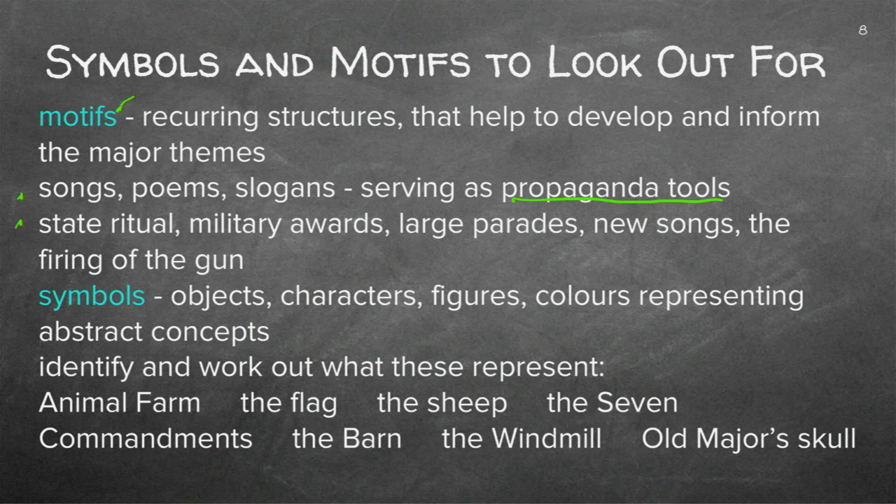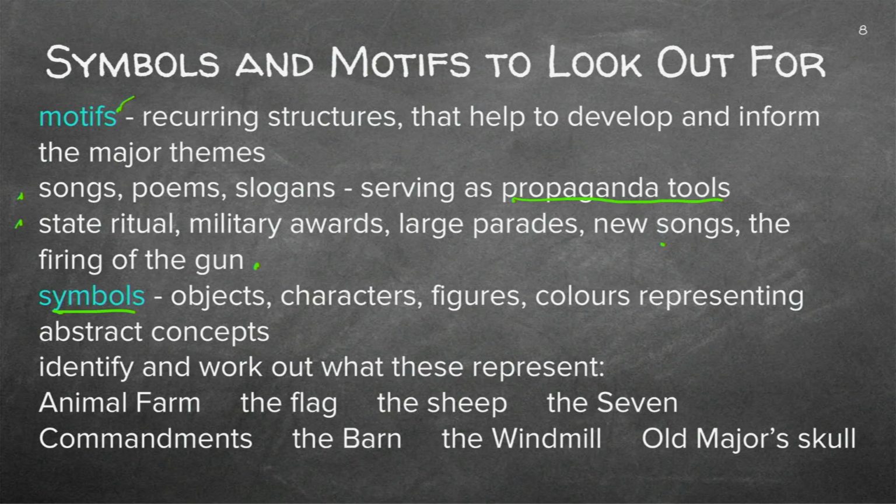You'll find things like state ritual, military awards, large parades, and all these things are signs. In the same way as language is a sign of something, these things become signs within the book. New songs, the changing of songs, for instance, the firing of the gun, these are motifs running through the book, and they are signs. Just like the language and the changing and the manipulation through language occur throughout as signs of something else.